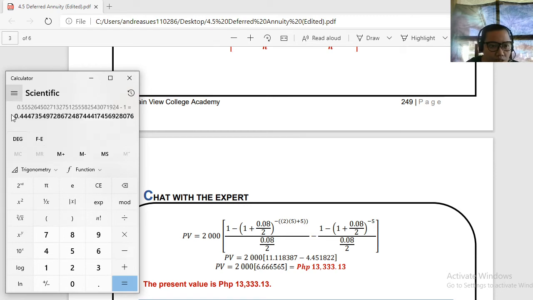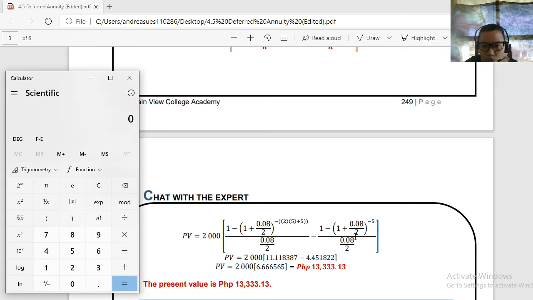Okay. So let's disregard the negative. That's 0.44447 and so forth and so on. And then here in the denominator, we already know that this is equivalent to 0.04. So let us divide the numerator by our denominator 0.04. The answer, here it has been rounded off, is 11.118387. Disregard the sign. Okay, so here we are going to solve this. All right, so let's solve again.